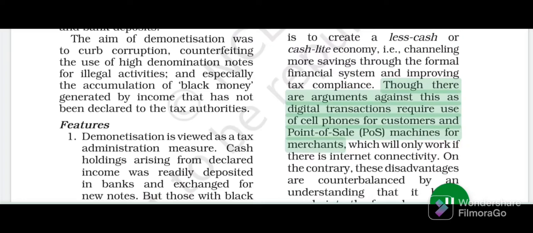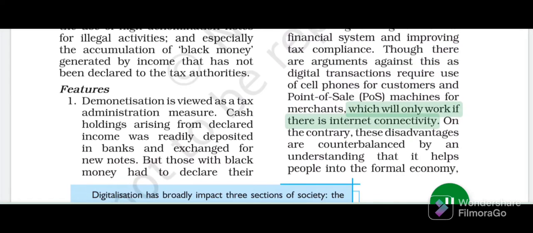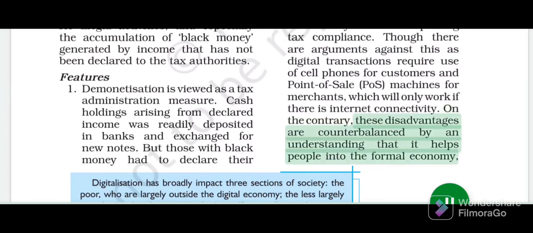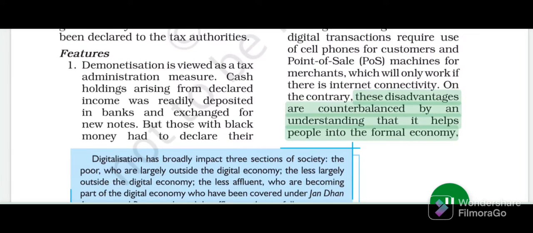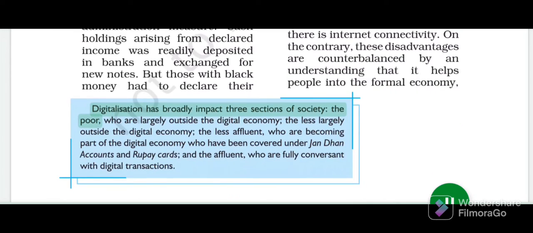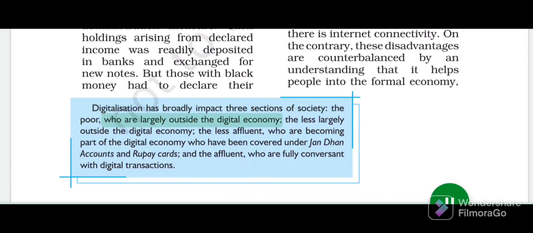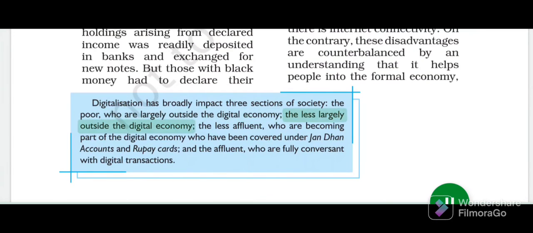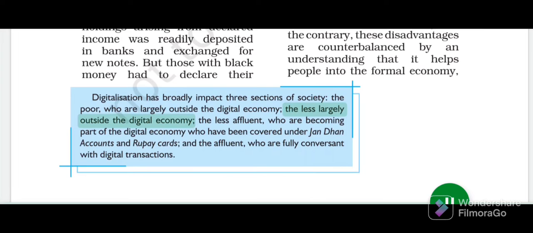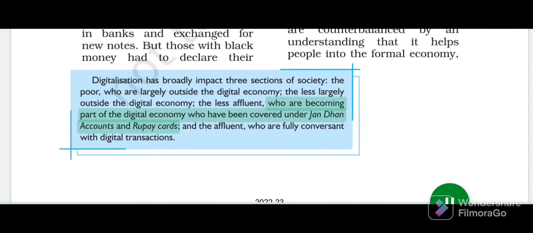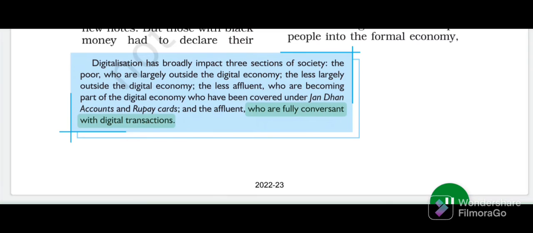Though there are arguments against this, as digital transactions require the use of cell phones for customers and point-of-sale (POS) machines for merchants, which will only work if there is internet connectivity. On the contrary, these disadvantages are counterbalanced by an understanding that it helps people into the formal economy. Digitalization has broadly impacted three sections of society: the poor, who are largely outside the digital economy; the less affluent, who are becoming part of the digital economy, who have been covered under Jan Dhan accounts and RuPay cards; and the affluent, who are fully conversant with digital transactions.